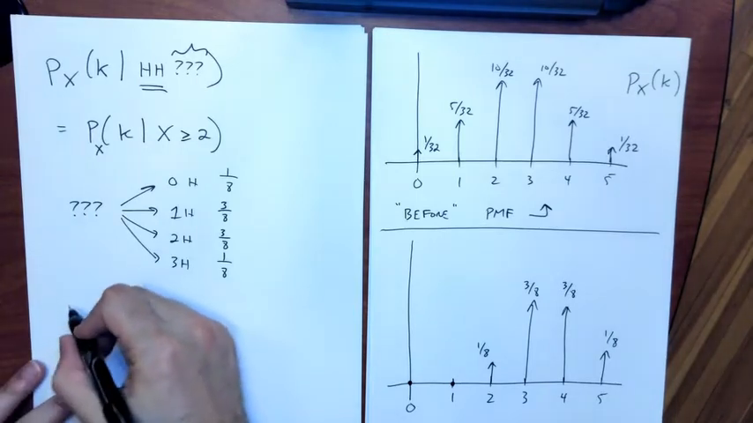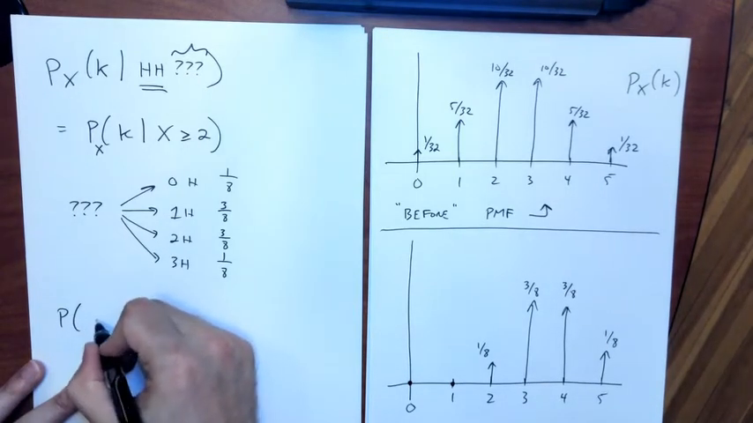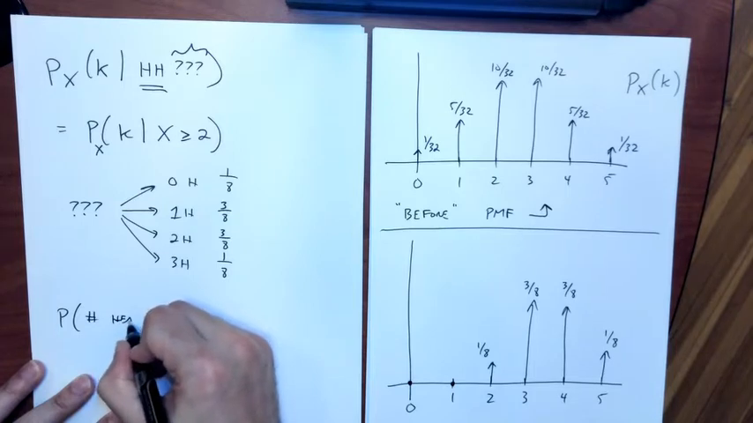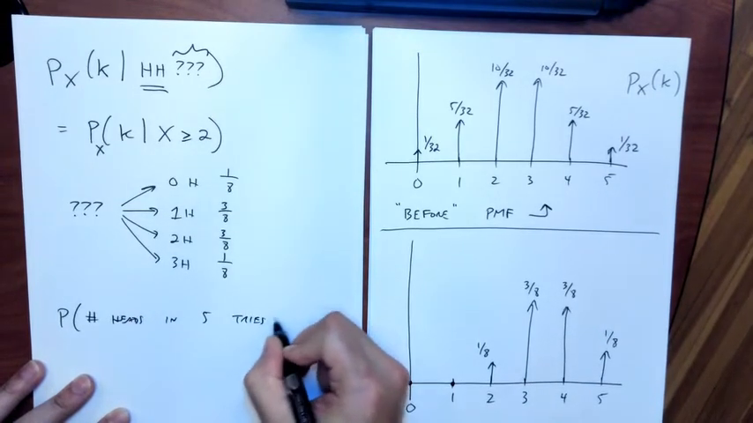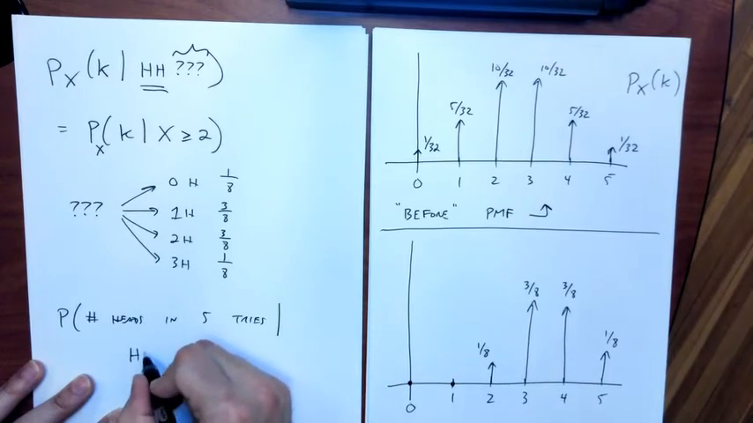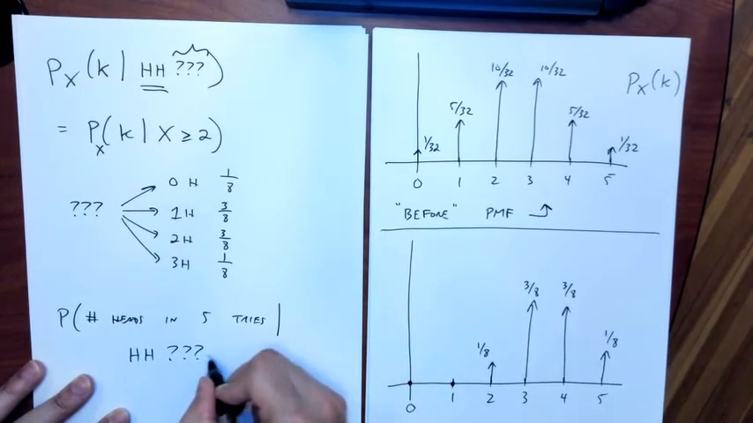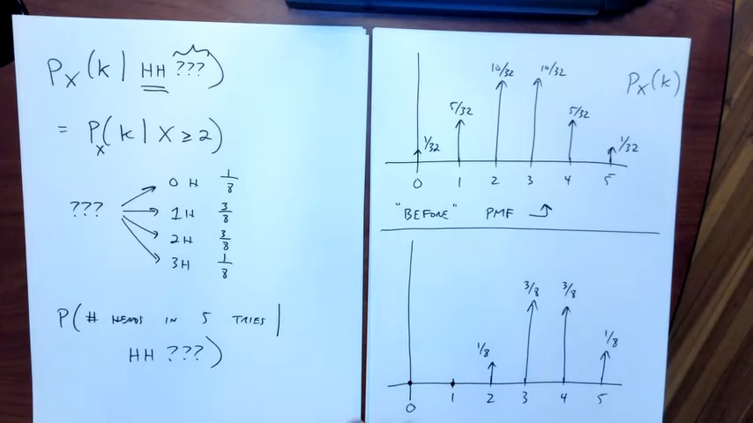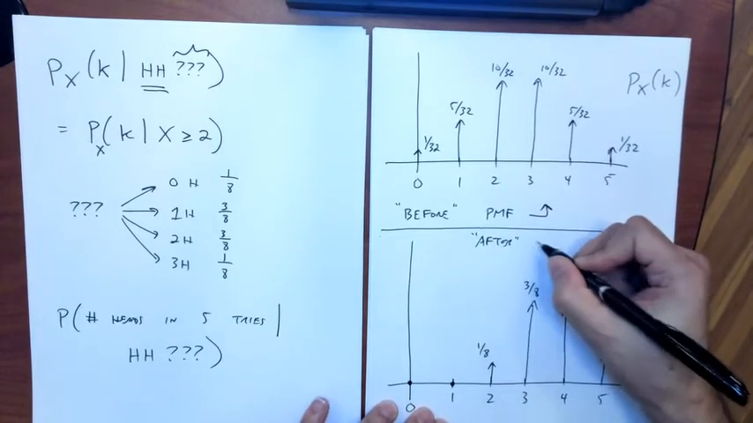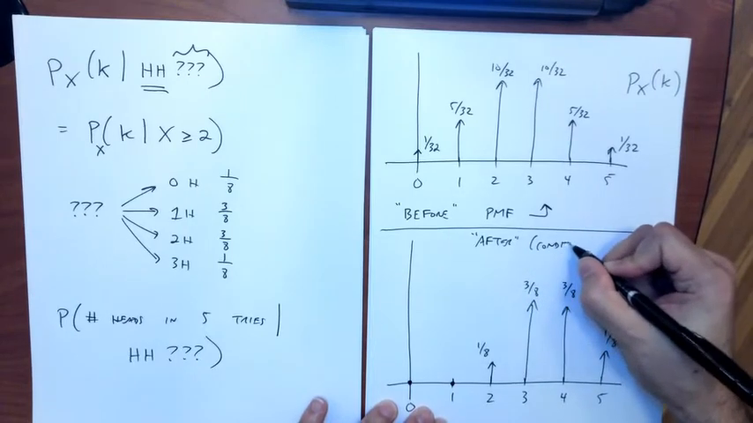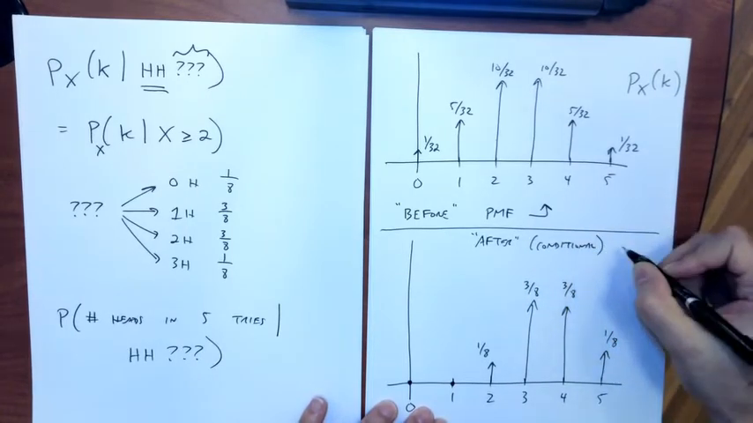So this is basically the probability of the number of heads in 5 tries, given that I already had 2 heads. So it's kind of like the after, or the conditional PMF.